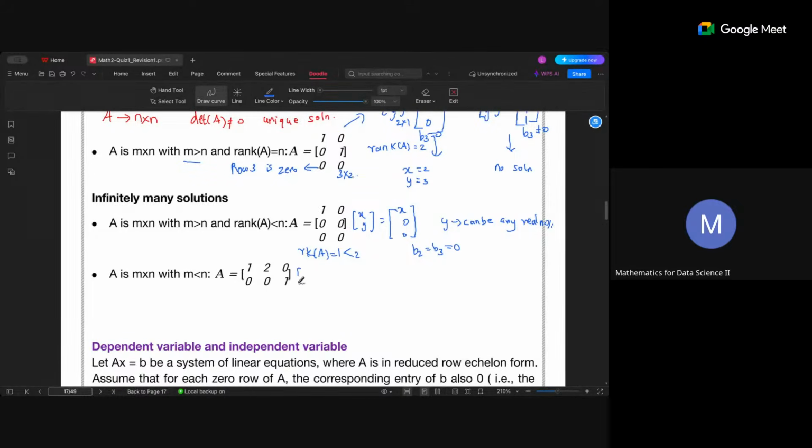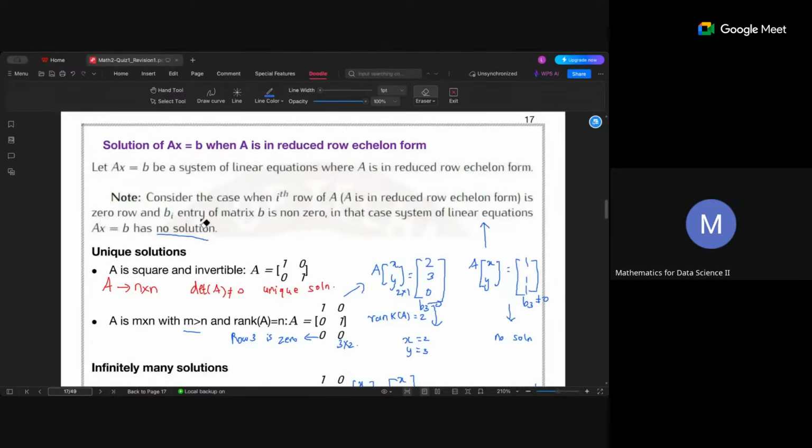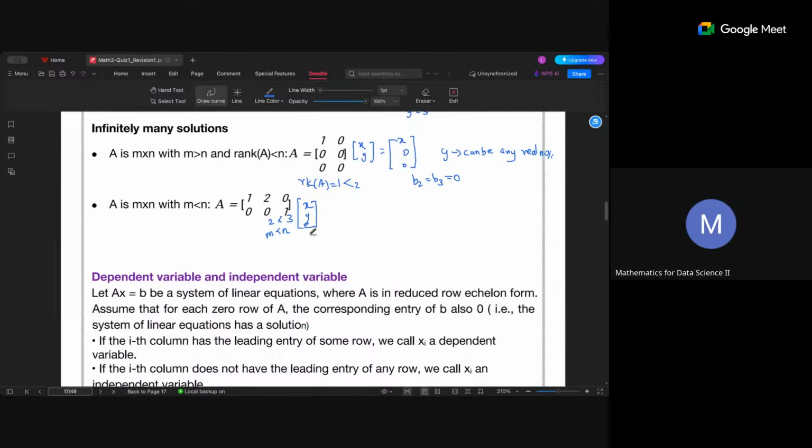For example, in this case, if I am multiplying with x, y, z, first of all, what is the size of this matrix? Sorry, 2 cross 3. So m is strictly less than n. It does not matter what the rank is here. If you just have this condition, automatically you will have infinitely many solutions if you are excluding the no solution case. So here you will have 1, 2, 0, 0, 0, 1.